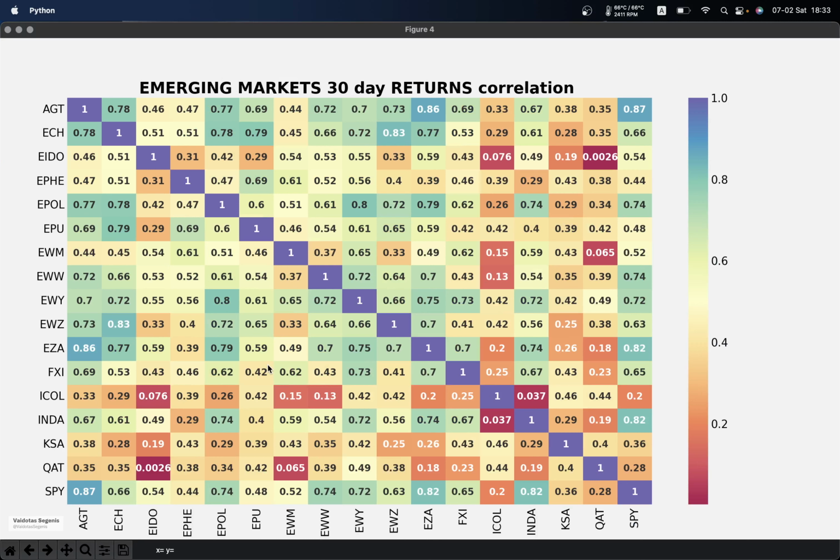So on a 30-day basis, of course, we don't see negative values, but EPU is quite low, EPHE is quite low also, ICOL. That's why I added it into my watch list, so maybe it will help you understand how I choose my assets, not for trading but for more serious monitoring. KSA, QAT, so basically the same usual suspects, as you can see.